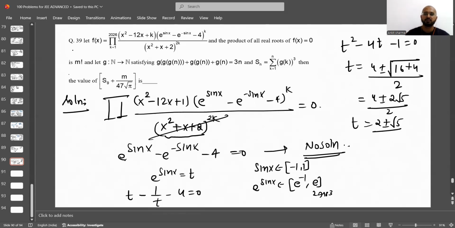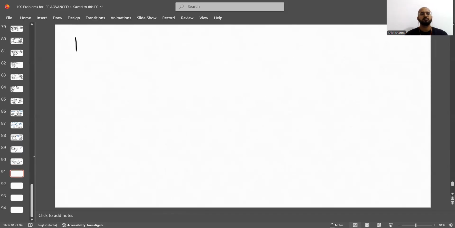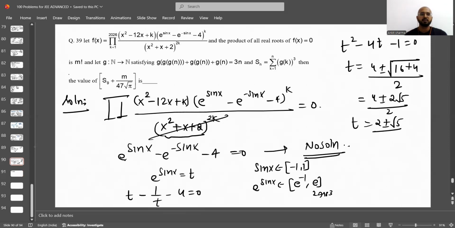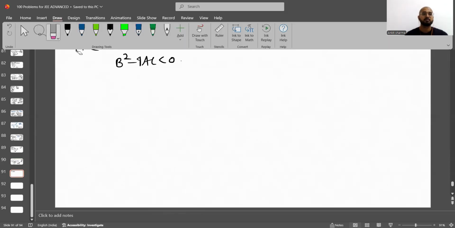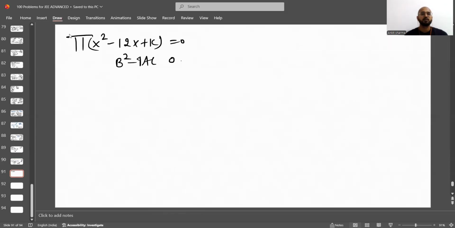So when this has no solution, what survives is x square minus 12x plus k. The equation x square minus 12x plus k is equal to 0 has no real roots, so b square minus 4ac must be negative. No, sorry. All real roots we want, not complex ones. So b square minus 4ac must be greater than or equal to 0, if we want it to have a real root. So we will see for how many values of k this holds.